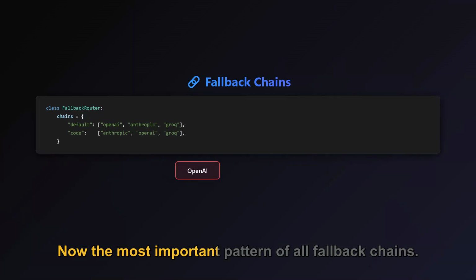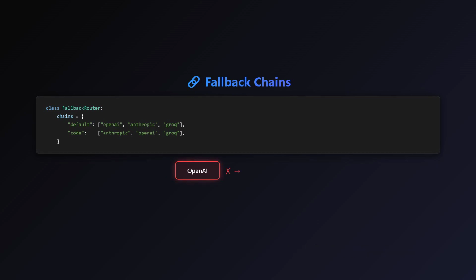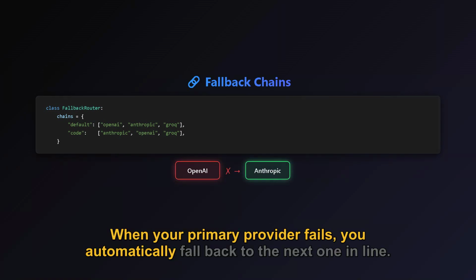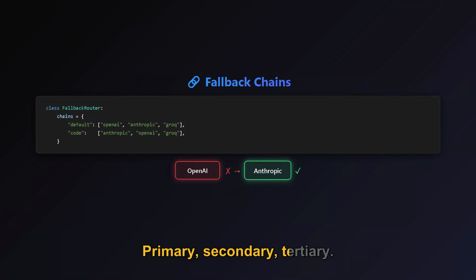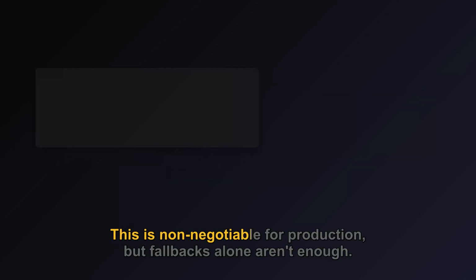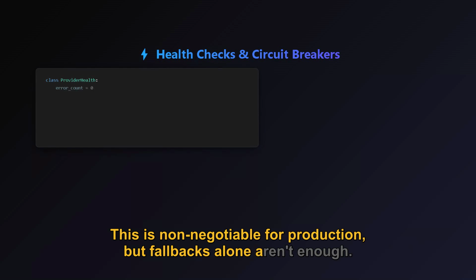Now the most important pattern of all: fallback chains. When your primary provider fails, you automatically fall back to the next one in line. Primary, secondary, tertiary. This is non-negotiable for production, but fallbacks alone aren't enough.